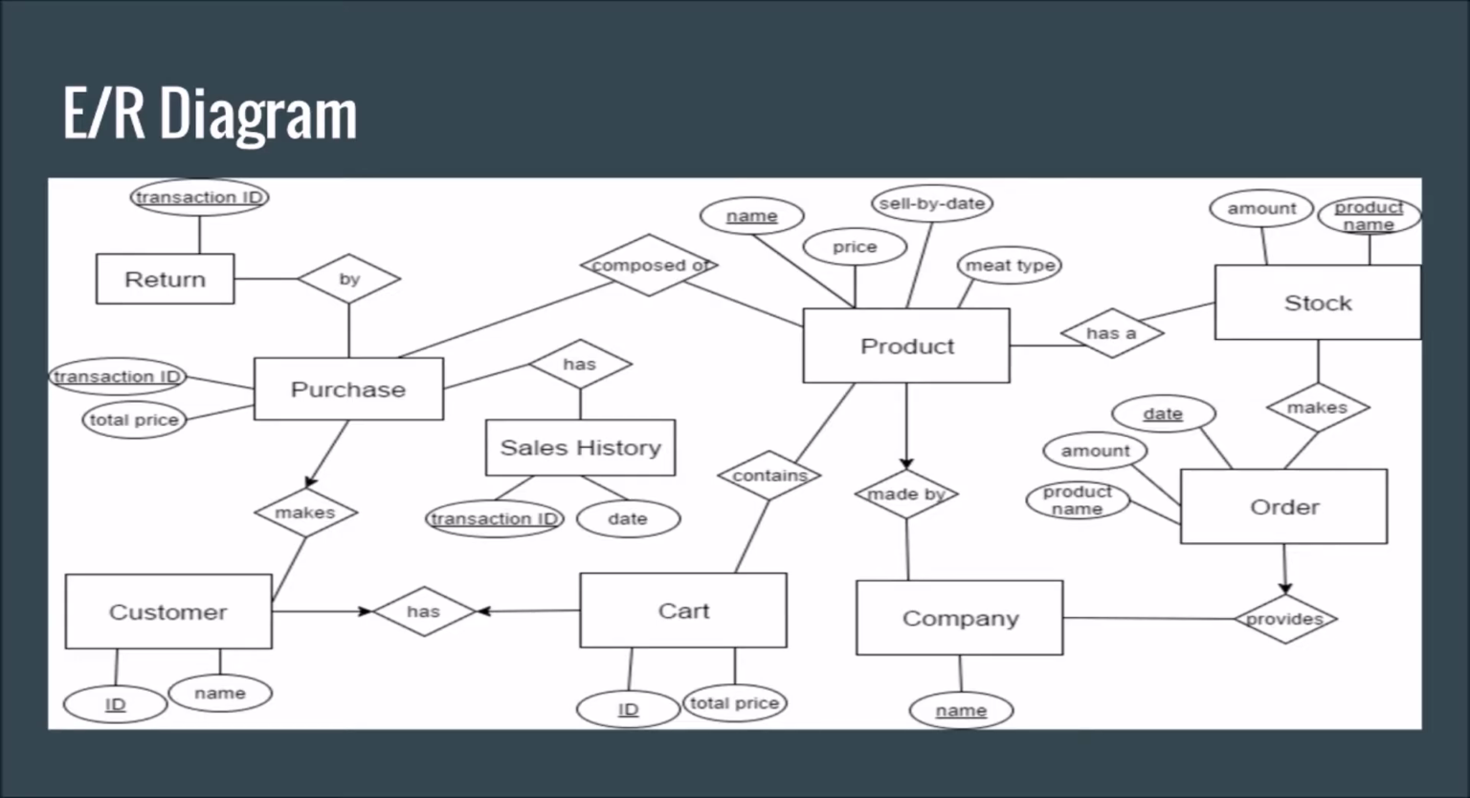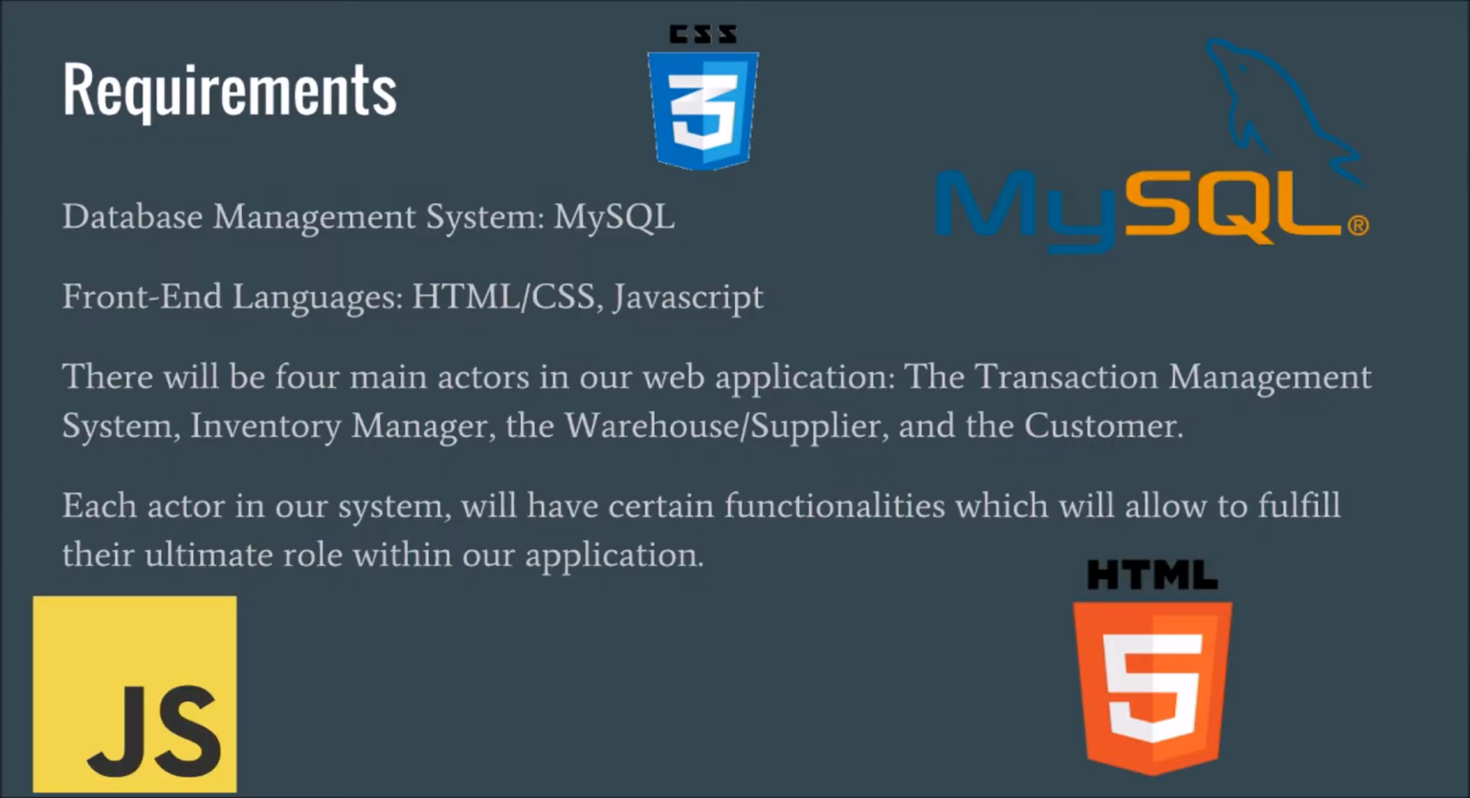Products are made by a company, and this company supplies these products via orders in order to maintain a set stock. Stock will have an attribute for amount per product and the product name, which is the key. Orders are made to replenish the stock. Orders will have the amount to order products and a date which the order was sent.